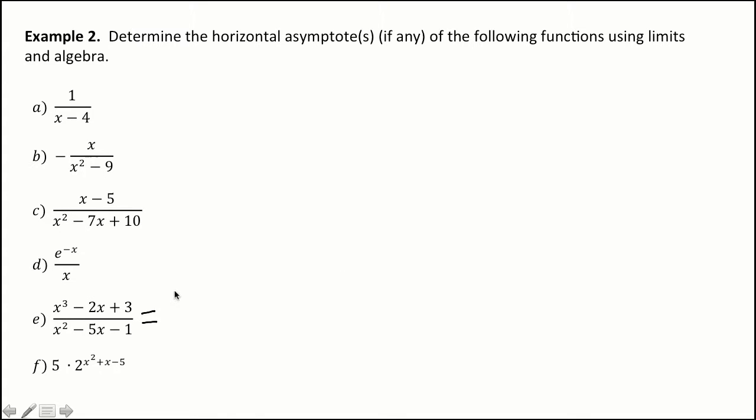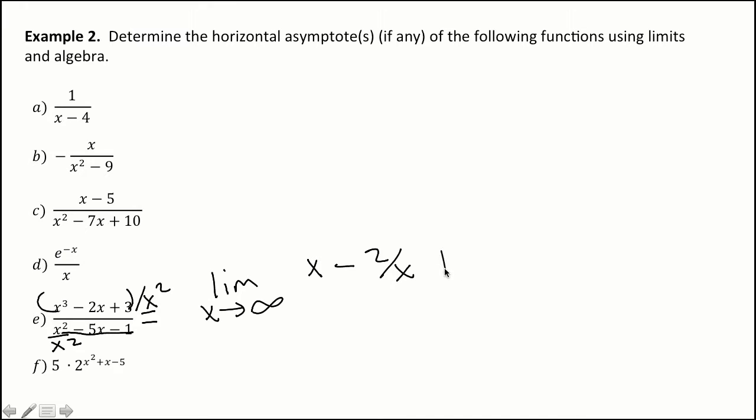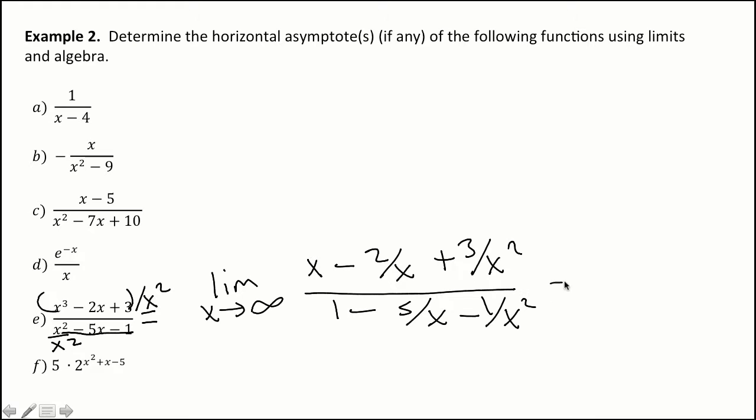Okay, so again, we're going to do the same process here. We're going to look at the highest power in the denominator. So divide this whole thing by x squared and divide this whole numerator by x squared. Okay, 1 by 1, right? So you're left with the limit as x approaches infinity of x minus 2 over x plus 3 over x squared, divided by 1 minus 5 over x minus 1 over x squared.